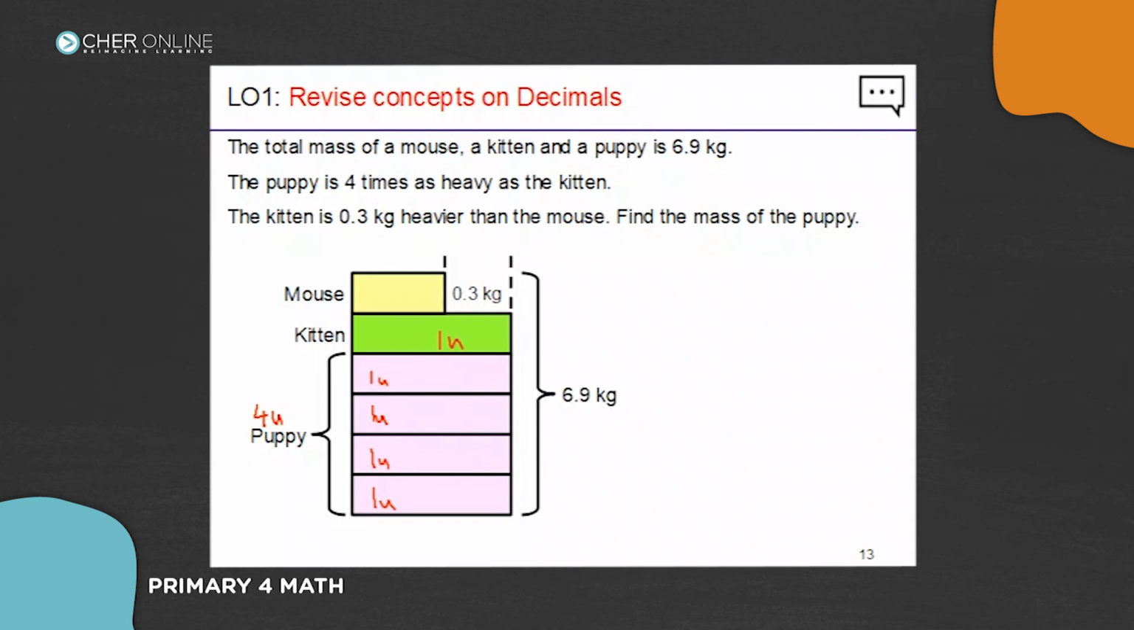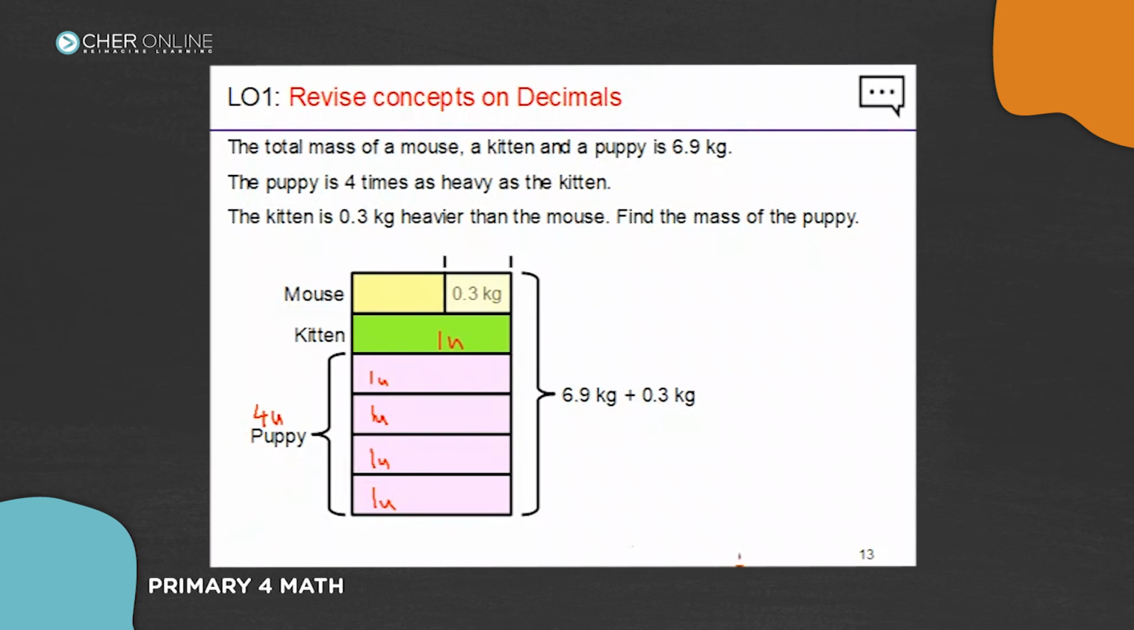Would you do another method or would you do like what Daniel did, plus? Who will not do the plus method? Why do we want to add? Because I want to make the mouse the same mass as the kitten. I want to make all the units the same because now the odd one out is the mouse. So by adding 0.3, I'll pretend that there's one more kitten. That will be easier.